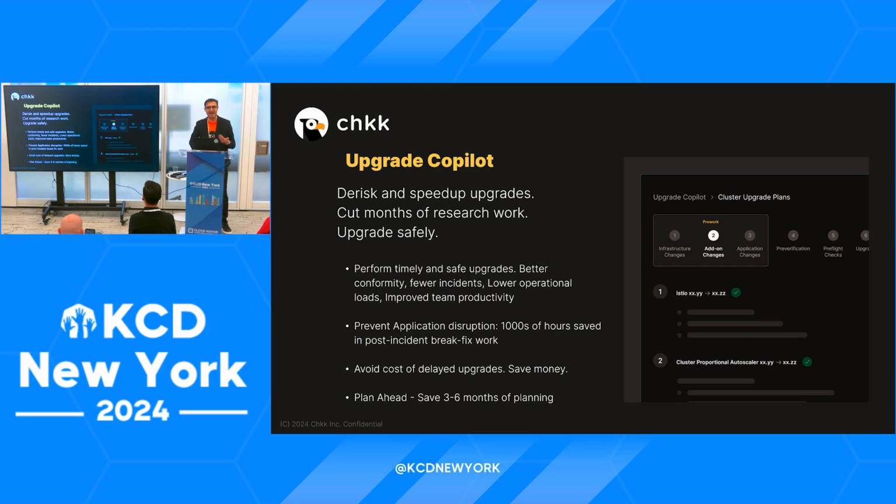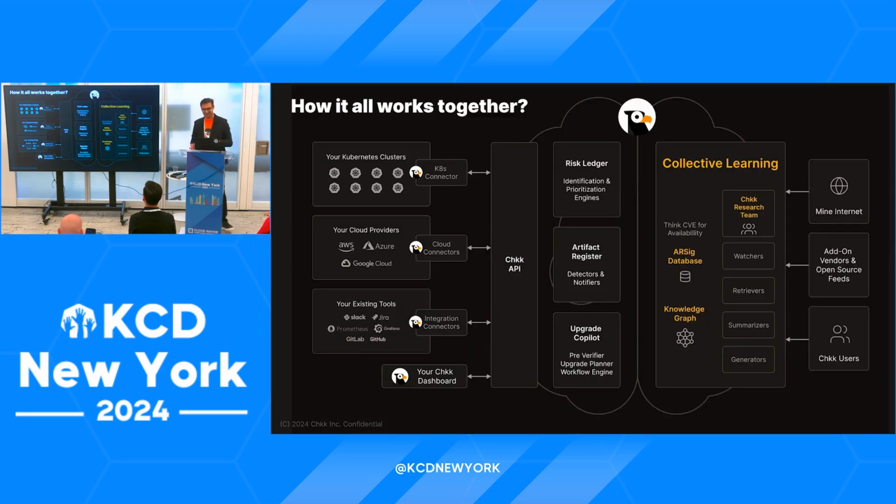Now you must be wondering, how does this all work? The technology that powers all three product modules is called collective learning. There are two key components in collective learning. First is RSigDB. It's a short form for Availability Risk Signature Database. Think of it like a CVE for availability. The second is the knowledge graph.